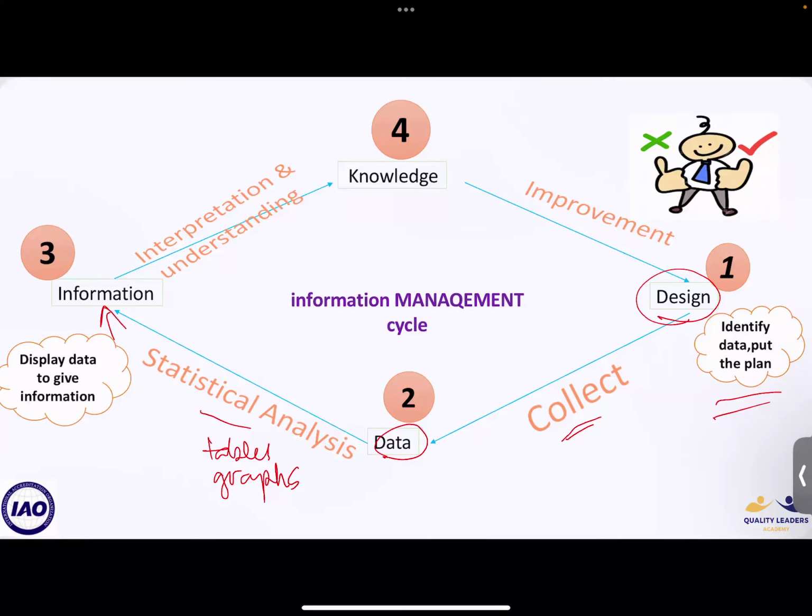Data to information. The information that I have created will then go through interpretation and understanding to achieve an understanding of the data, which gives me what? The knowledge. And what will this knowledge help with? It will help with the improvement of decision making.